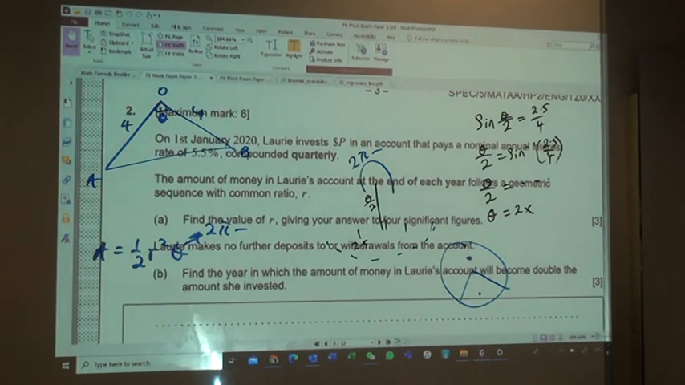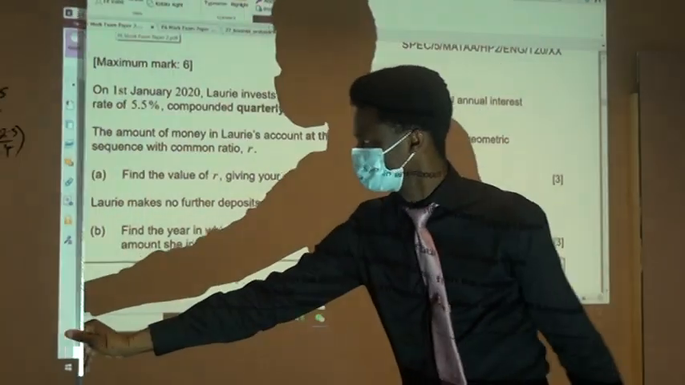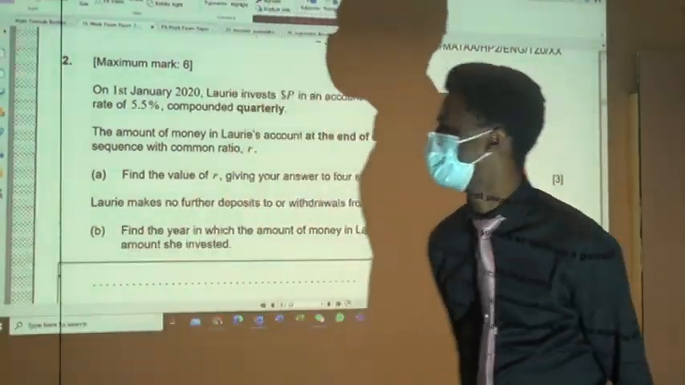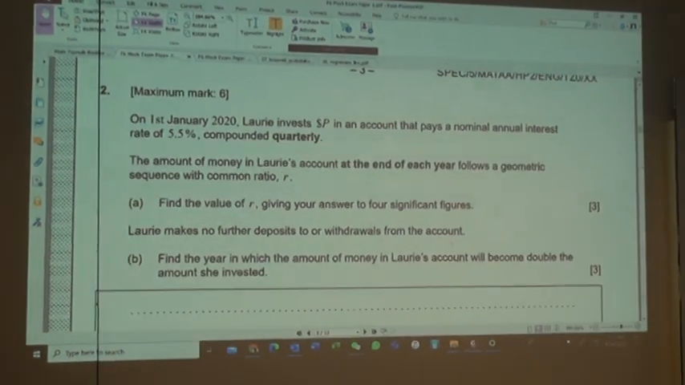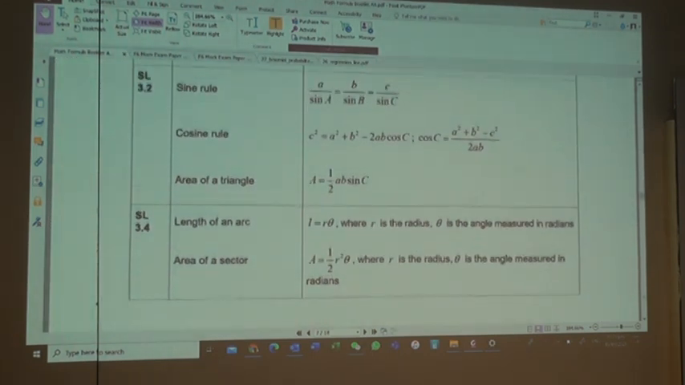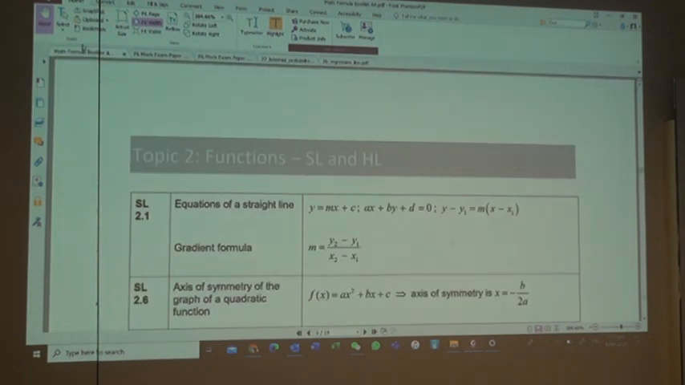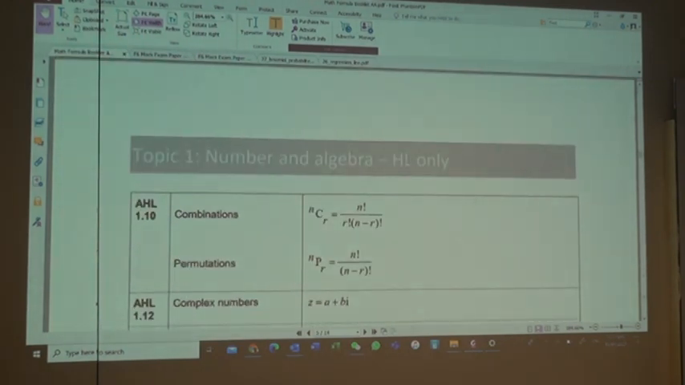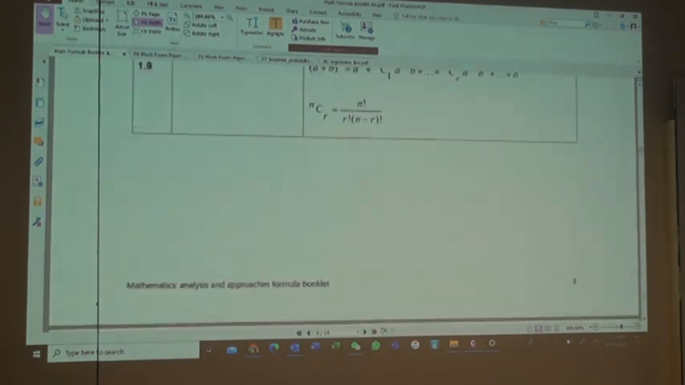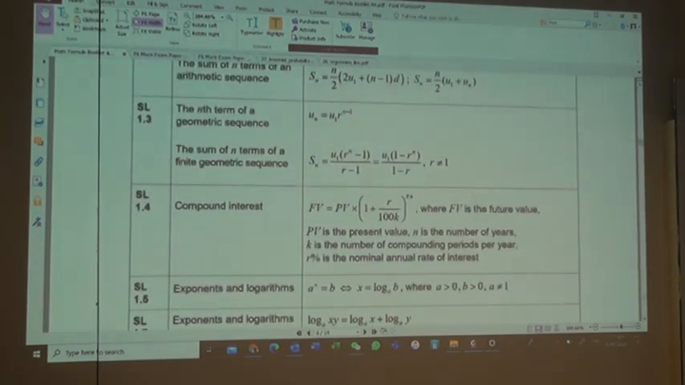Now, this question was kind of an issue. On January 1st, Lori invests $P into an account that pays a nominal annual interest. Now, what does nominal annual interest mean? We talked about that also in our classes. I think it's in topic 1. Yes.